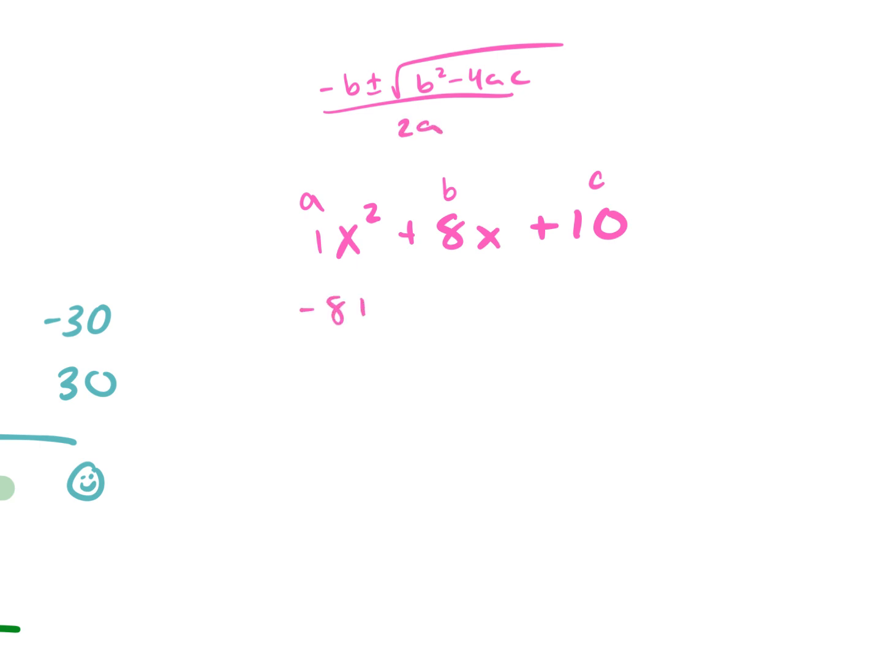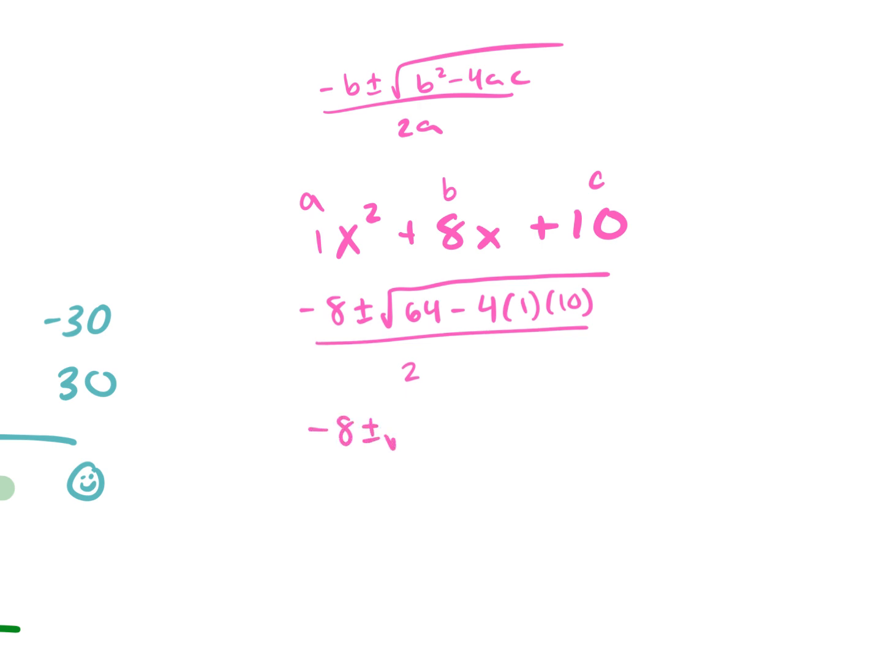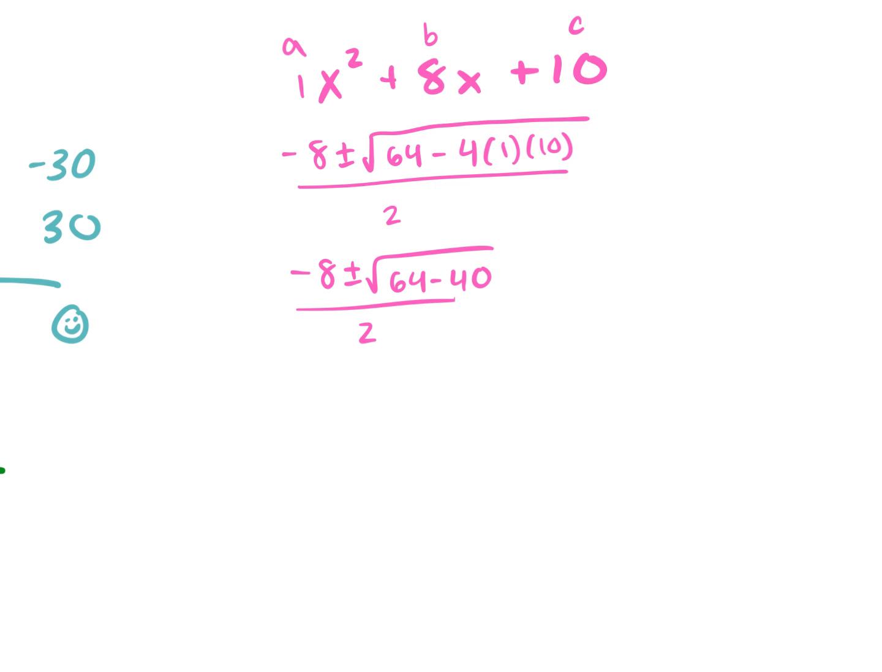So negative 8 plus or minus the square root of b squared, which would be 64, minus 4 times 1 times 10, over 2 times a. So 2 times 1 would just be 2. So negative 8 plus or minus the square root of 64 minus 40 over 2. Negative 8 plus or minus the square root of 24 over 2.